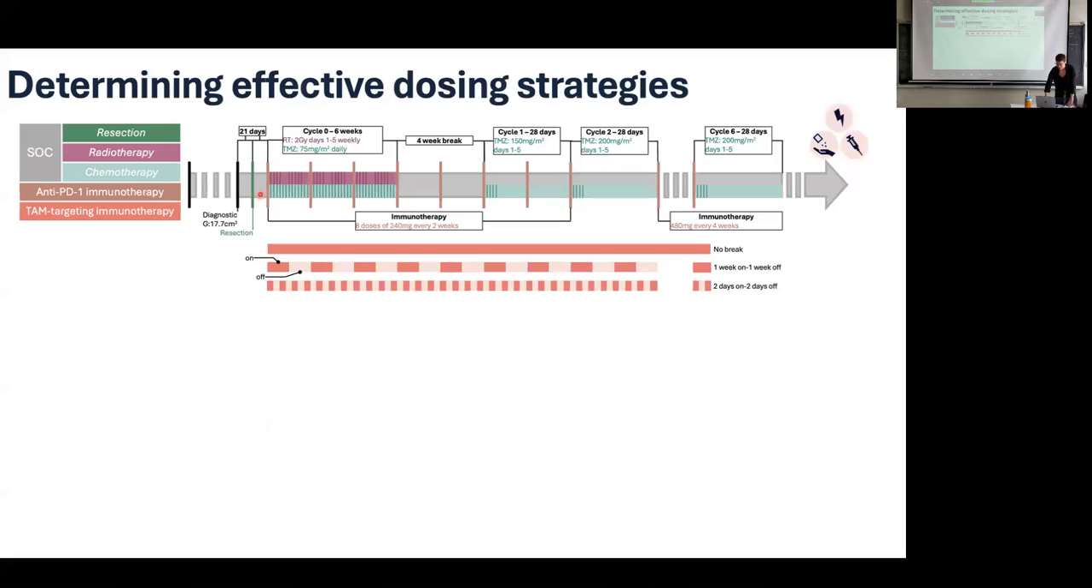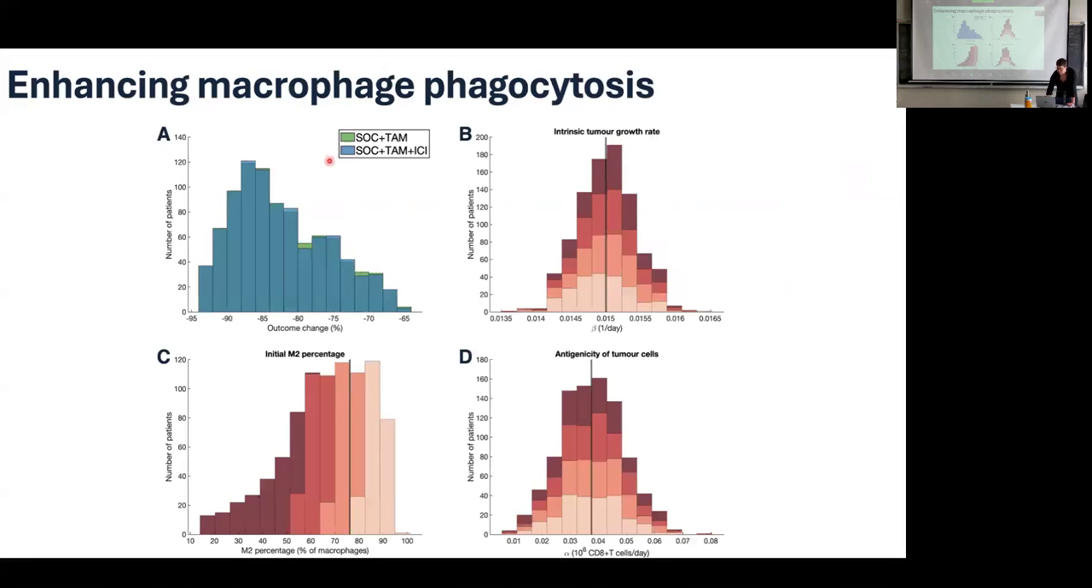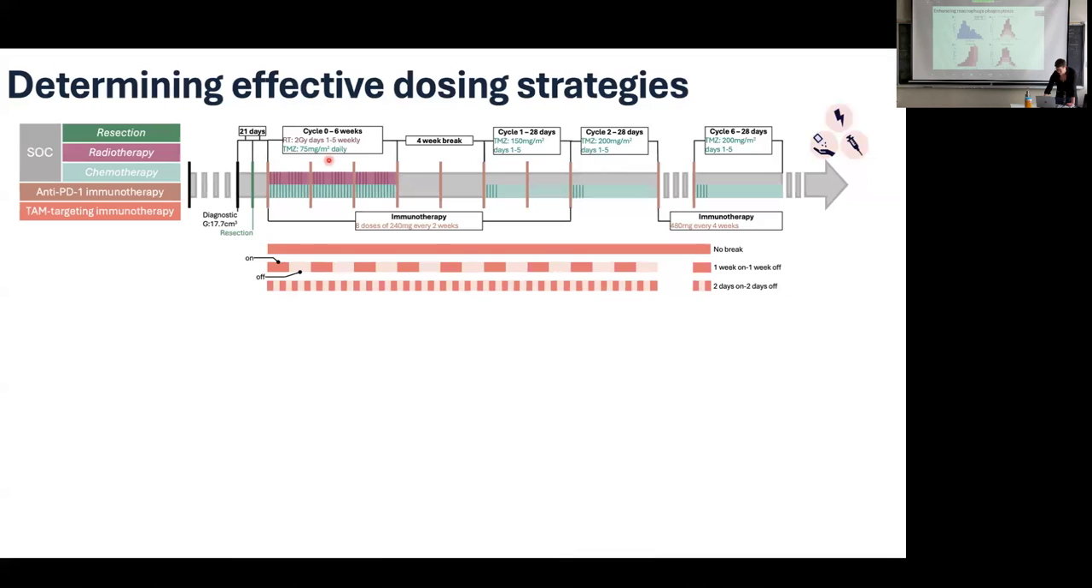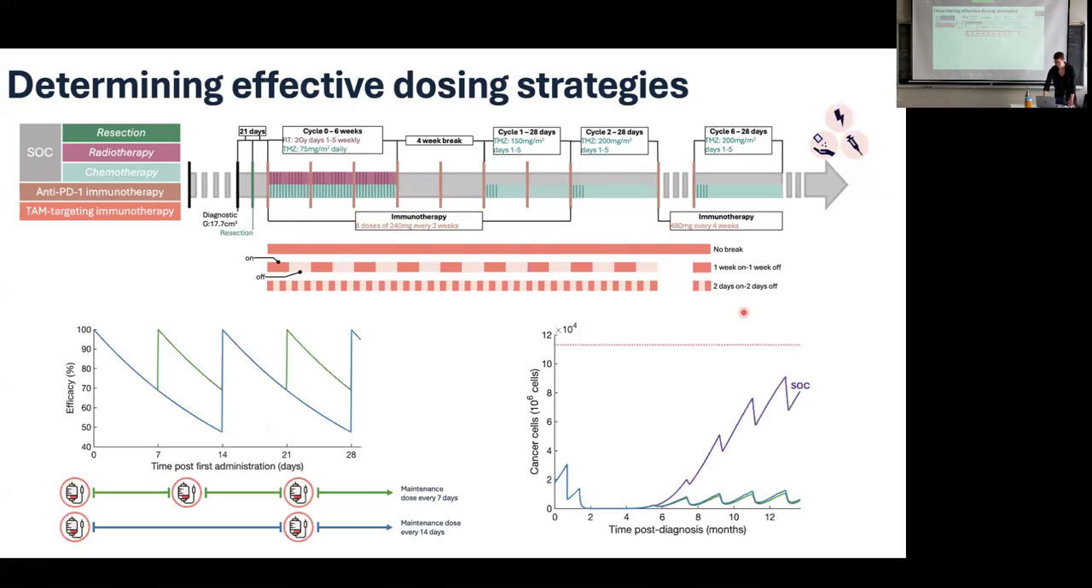So this is the same schedule that I showed before, but now we do two different things. We give this treatment, the macrophage enhancing macrophage phagocytosis, with no break, which is probably not doable, or 1 week on, 1 week off, or 2 days on, 2 days off. And right now we had considered in our previous work that once you give it, it's 100% effective all the time, which we know for drugs is not true.